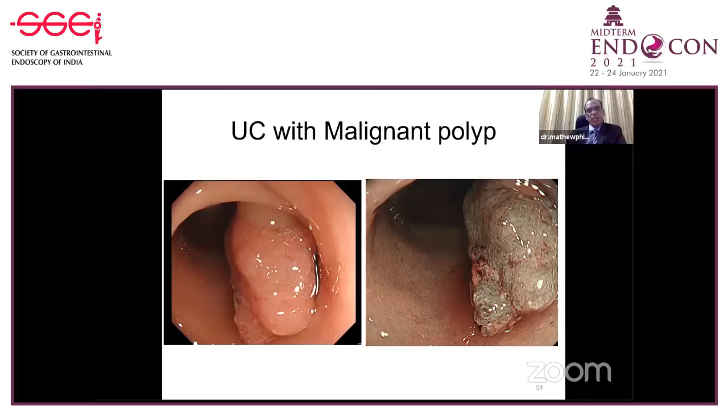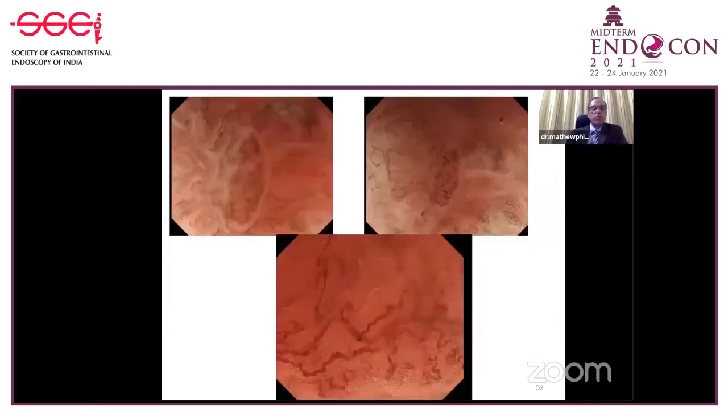This is one of my patients with a malignant polyp in ulcerative colitis, and this is a pedunculated polyp. You can see on white light, this is an abnormal looking area. This is a polyp, and this is probably a cancer there. And endocytoscopy also shows probably a cancer there. Next slide. Narrowband imaging also shows that there's probably a cancer.